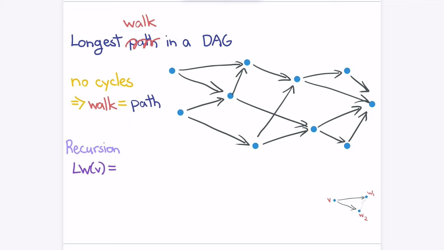I went ahead and got us started. So I wrote LW for longest walk, maybe starting from a vertex V, we could potentially add more parameters if we need to. So what should we implement? What's the sentence? What would be the recursive spec?